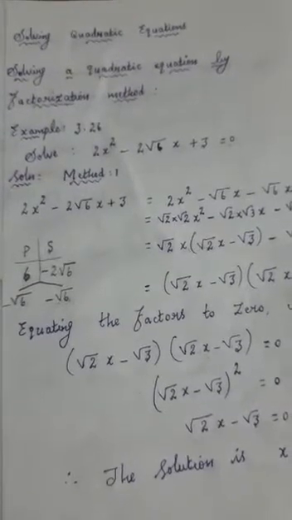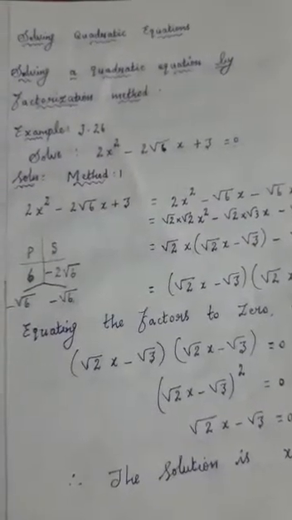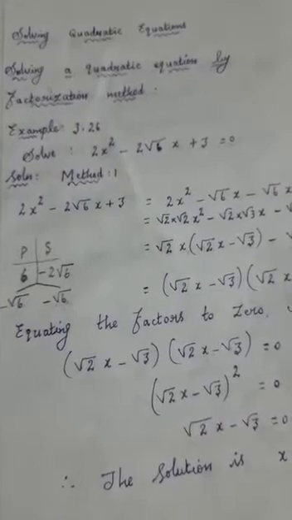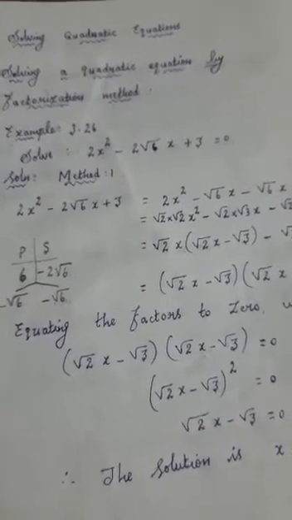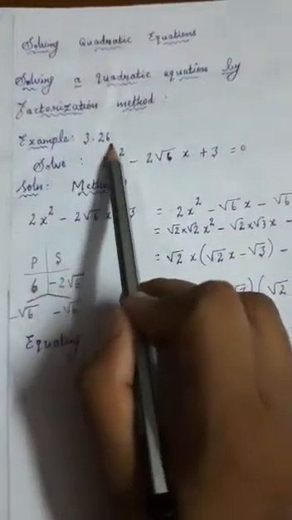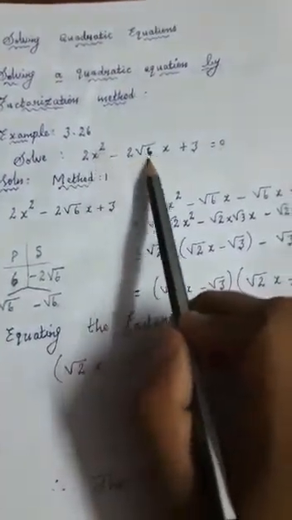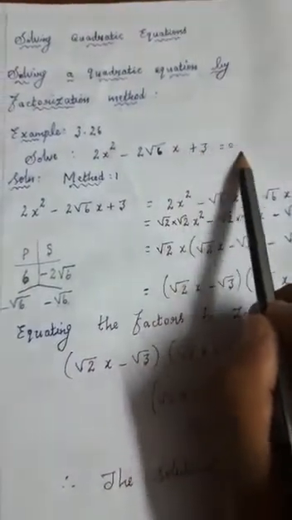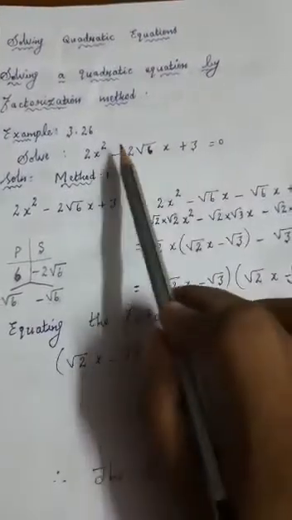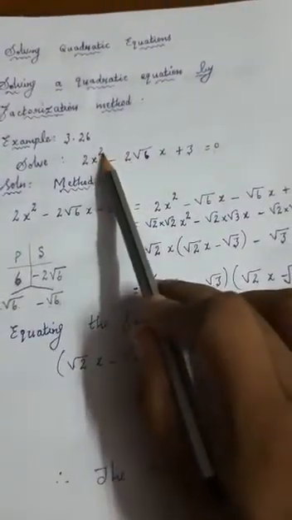In this factorization method also, there are two ways you can do it. Now let us see how to solve the quadratic equation using the factorization method. See example 3.26. The question is: solve 2x square minus 2 root 6x plus 3 is equal to 0. I know that this is a quadratic equation. Quadratic equation means what? If you have degree 2, that is called a quadratic equation.